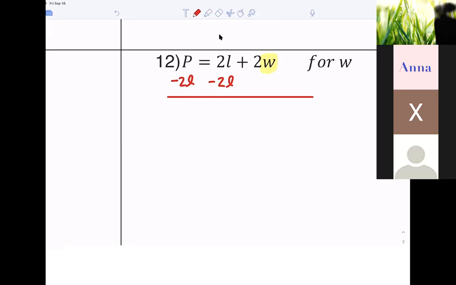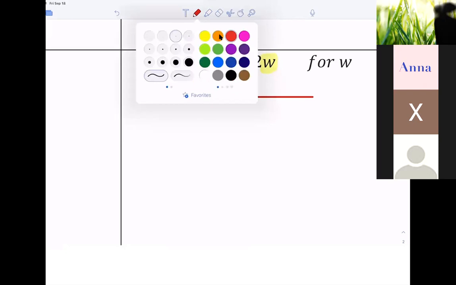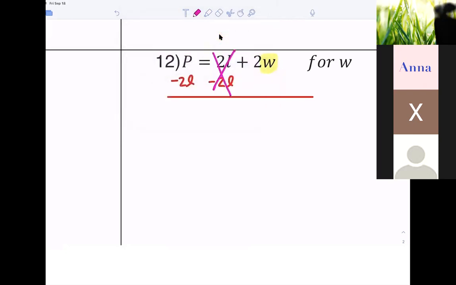The 2L cancels. Come on, you're too smart for this. This cancels. What's left on the left side? P minus 2L equals what? Now what do I do? Divide by what?